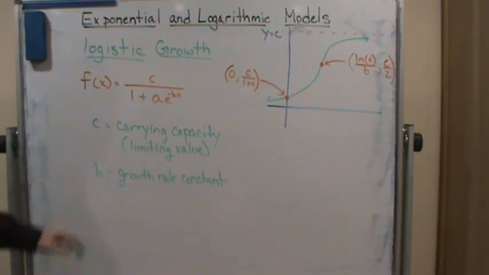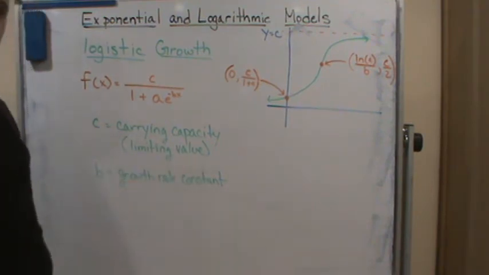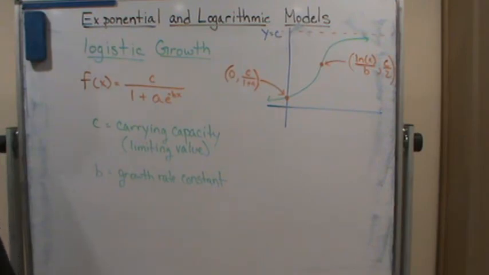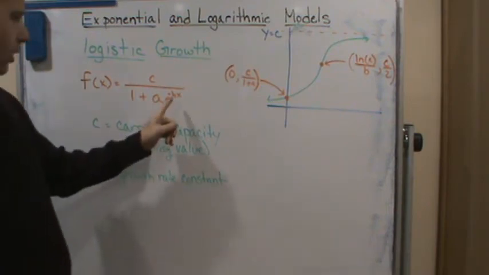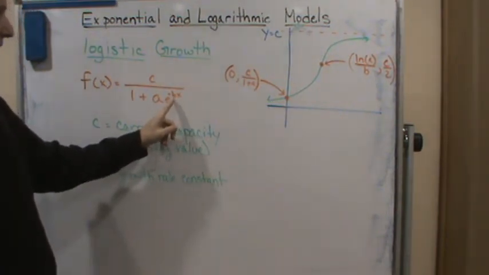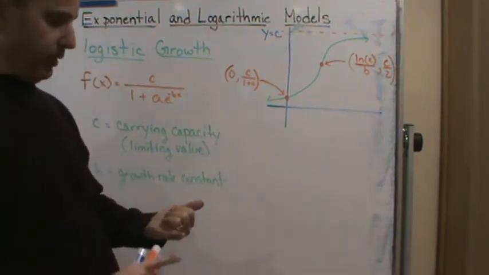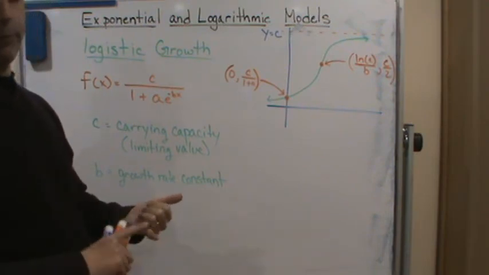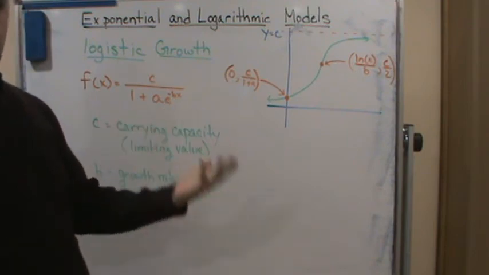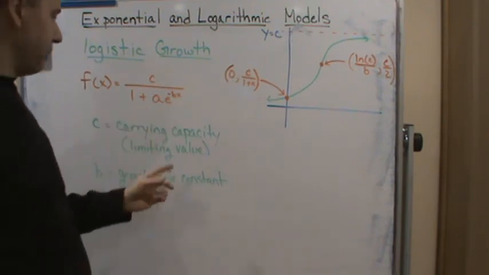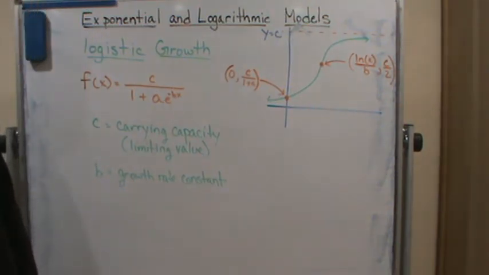Okay, so again, C is the carrying capacity, or what we call the limiting value of the environment, the habitat. B is the growth rate constant, based on the situation. So if we're talking about growth of bacteria, the rabbit population, squirrel population, wolves, deer, these all have certain growth rate constants that we have to consider, okay?